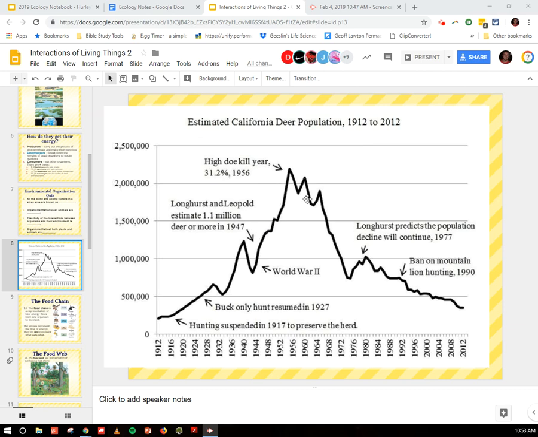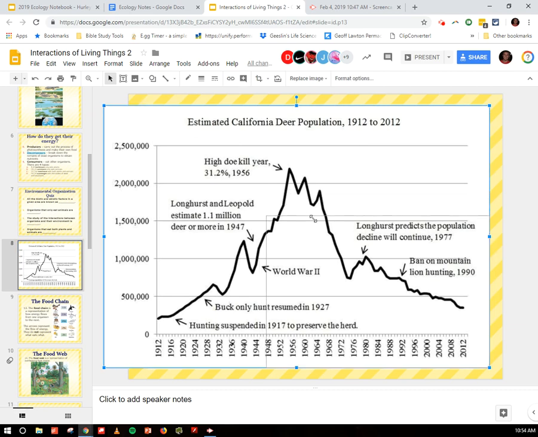For whatever reason, it dropped. If you'll notice over here, ban on mountain lion hunting. So humans could not hunt mountain lions anymore. So that means the mountain lion population probably went up, which means the deer population started to go down. So I don't know what this looks like now, and it doesn't really matter.